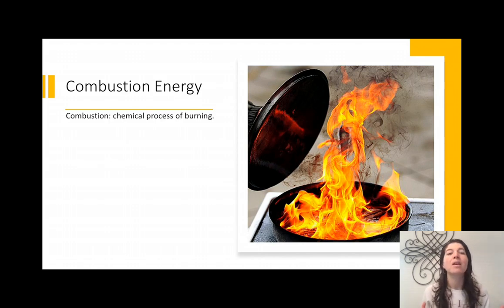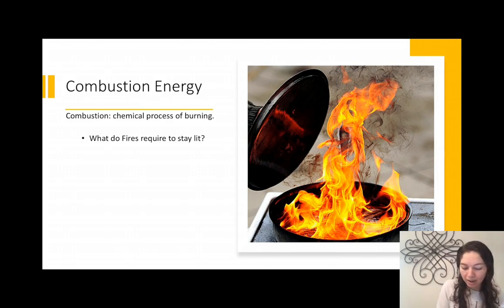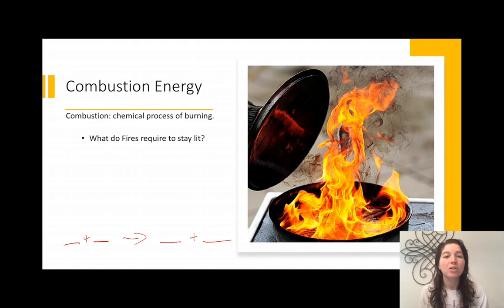So let's talk about combustion energy, because that relates to fuel sources. Combustion is the process of chemical burning, where you mix two things together, you light them on fire, and this causes a chemical reaction to take place. In order to have a chemical reaction, we have two reactants that mix together, and they create two new products. So my question to you is, what do fires require to stay lit? Think about it. What kind of thing does it need in order to keep burning?